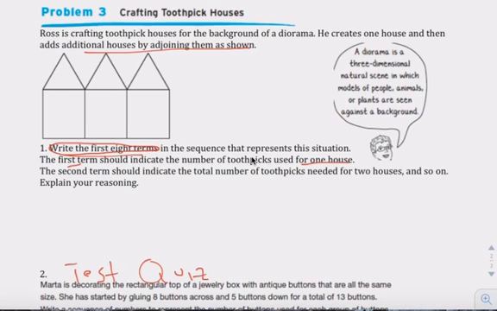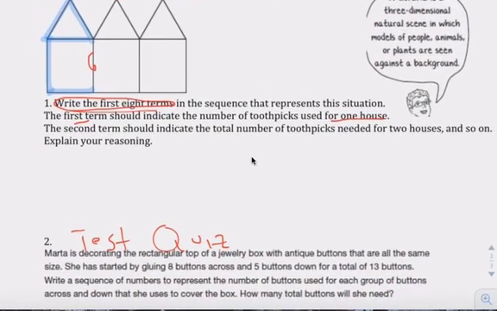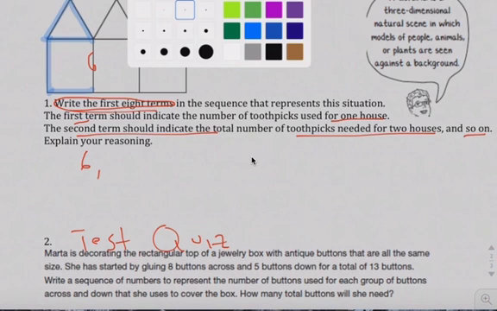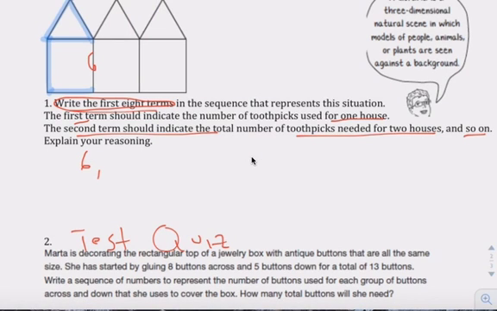So using for one house, you go, that's 1, 2, 3, 4, 5, 6. So that's 6. First house is 6. The second term should indicate the total number of toothpicks needed to build 2 houses, and so on. So the second house is 6, you don't count, 7, 8, 9, 10, 11. So that's 11 here to make this house. You do not recount that one that's shared. So 6, 11.